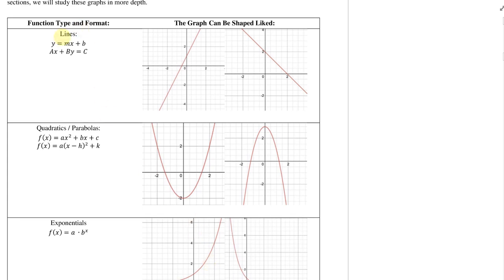So notice here, if I don't have anything squared, it's a line. If I have something that's being squared, it's a parabola, so it's going to have that U shape. And then exponentials have that curvature here. So we've talked about all this in chapter 3.